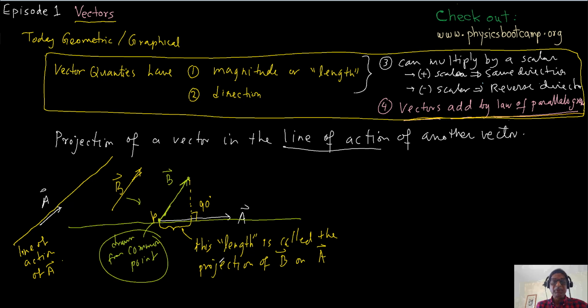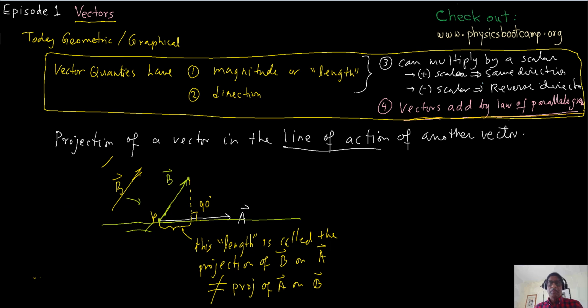And clearly, I could have a projection of A on B. Now this is not to be confused with projection of A on B. They're two different things. So projection of which vector upon which vector is very important in our consideration. Okay. I'll show you why that's different. Let me clean a little bit.